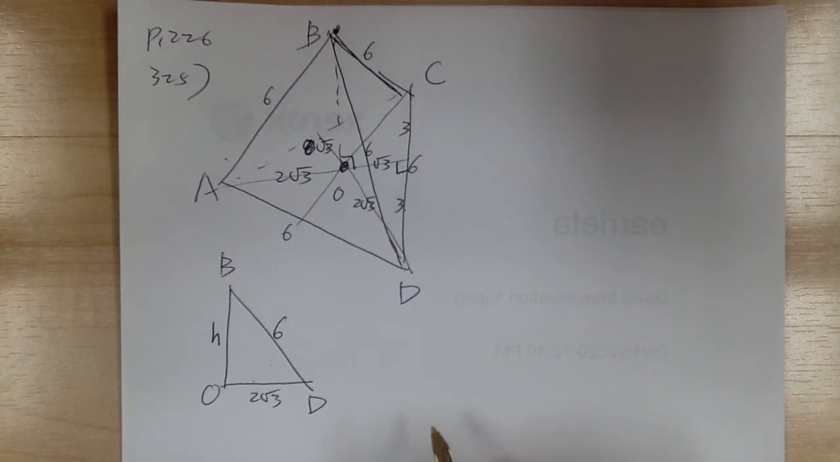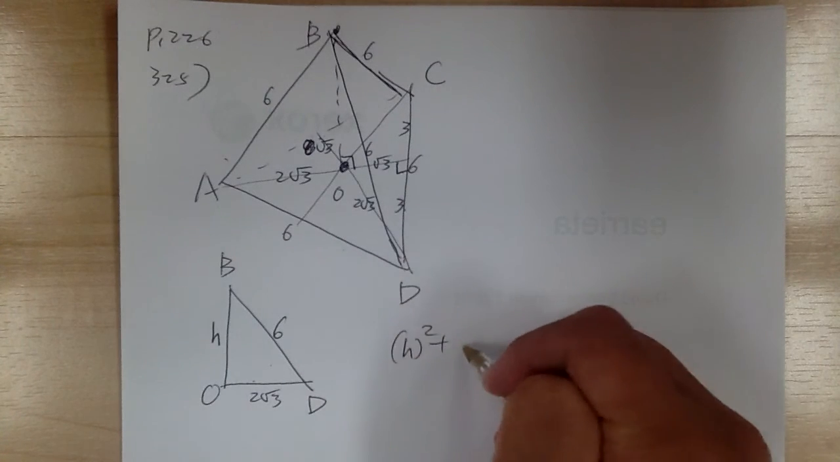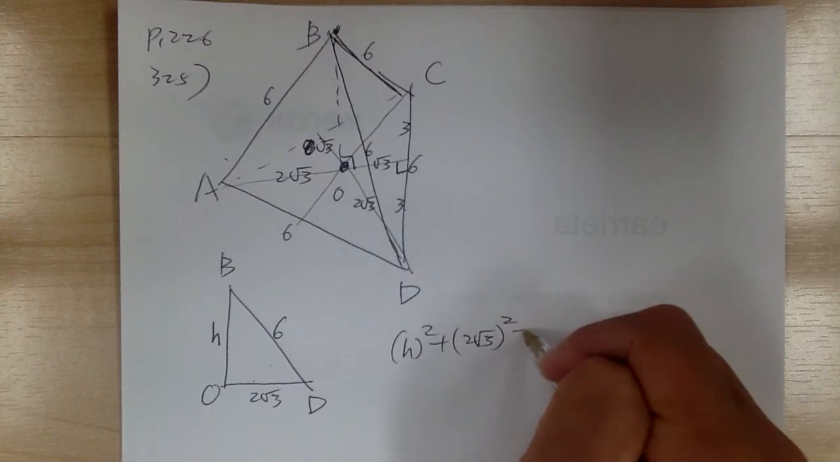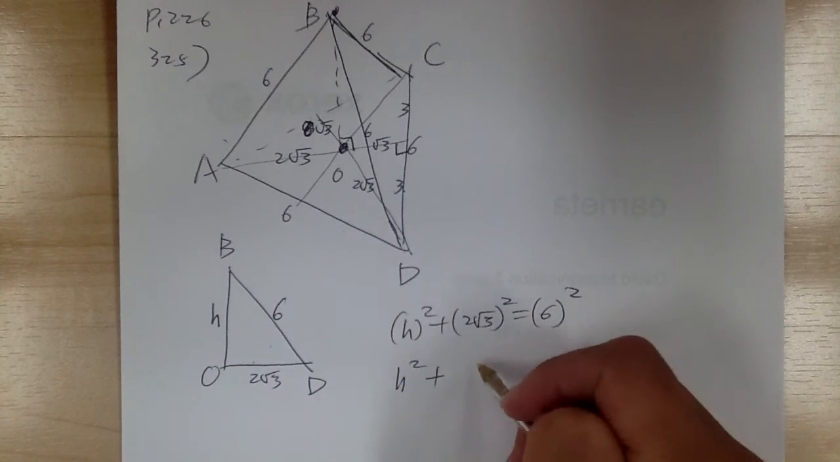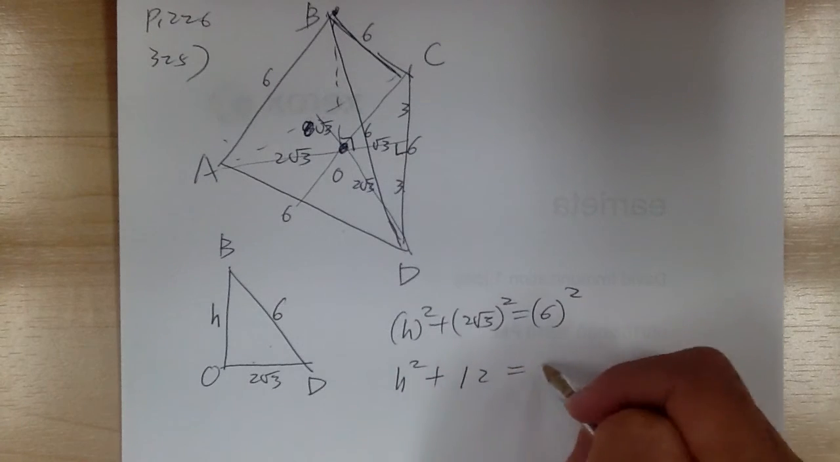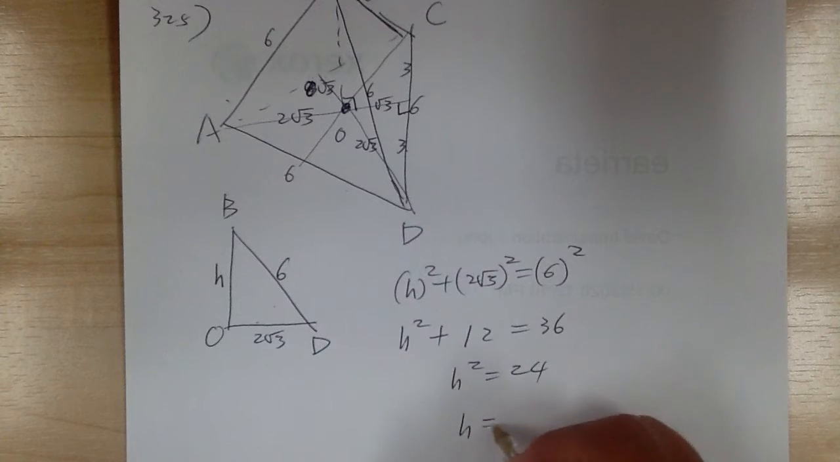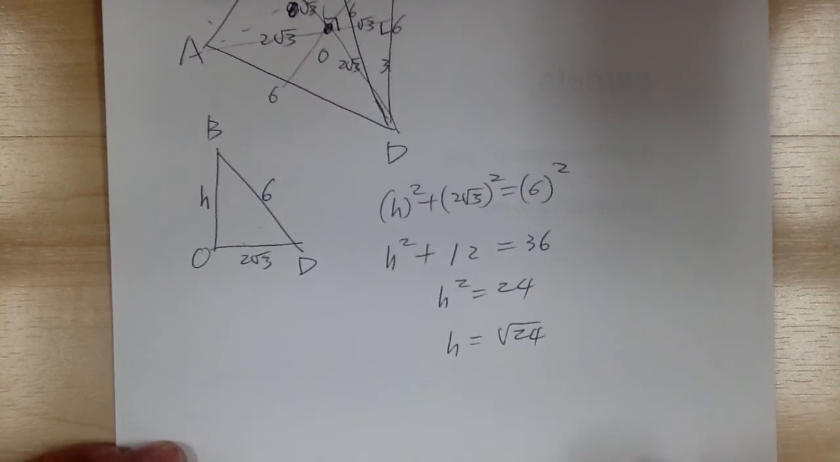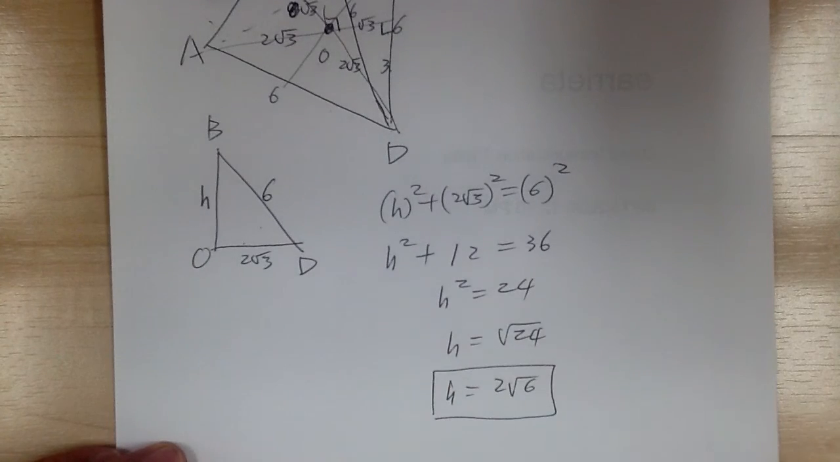Okay, so now we can figure out the h, right? So h square plus 2 square root of 3 square will equal to 6 square. So h square plus 12 equal to 36. h square equal to 24. So h equal to square root of 24. So h equal to 2 square root of 6, and that's it.